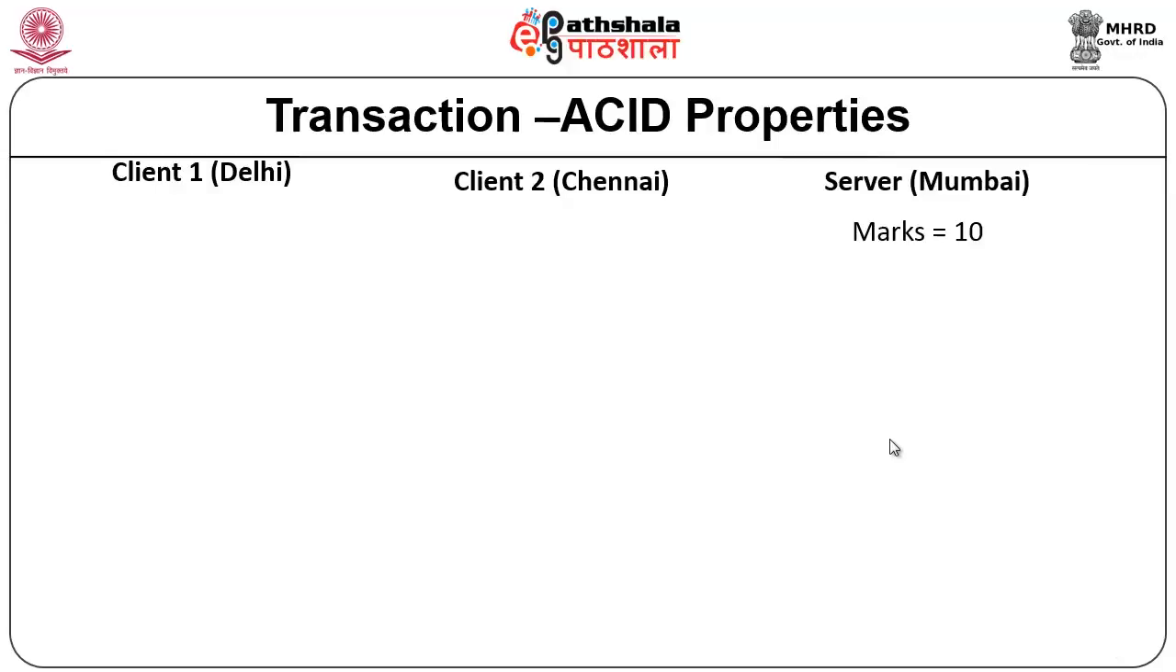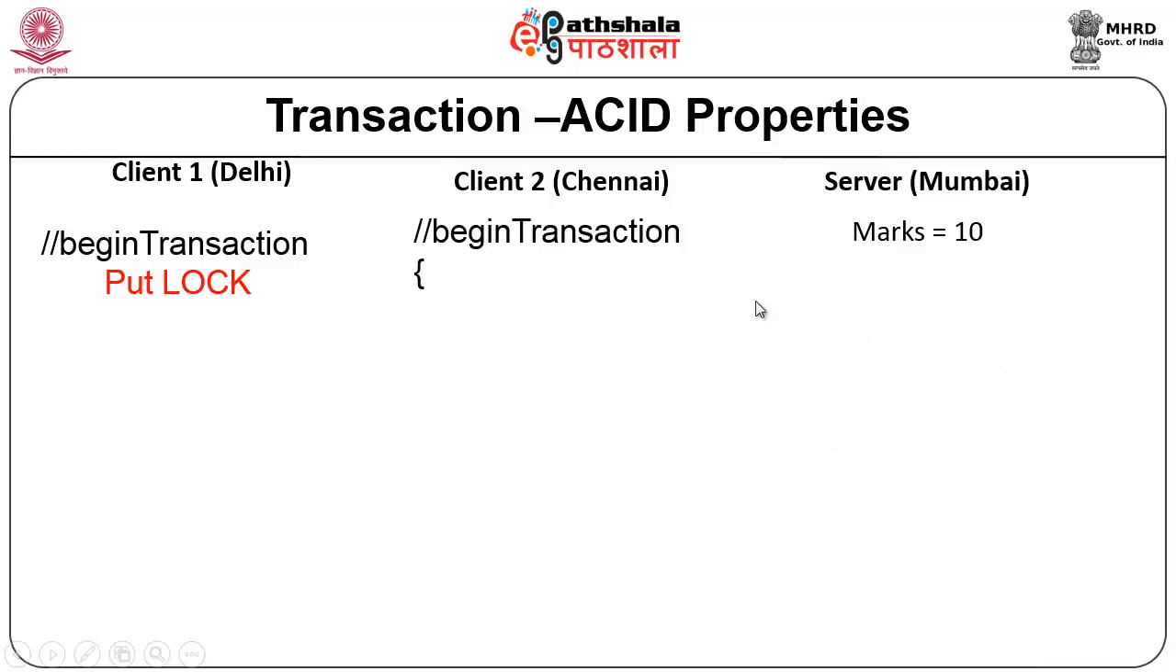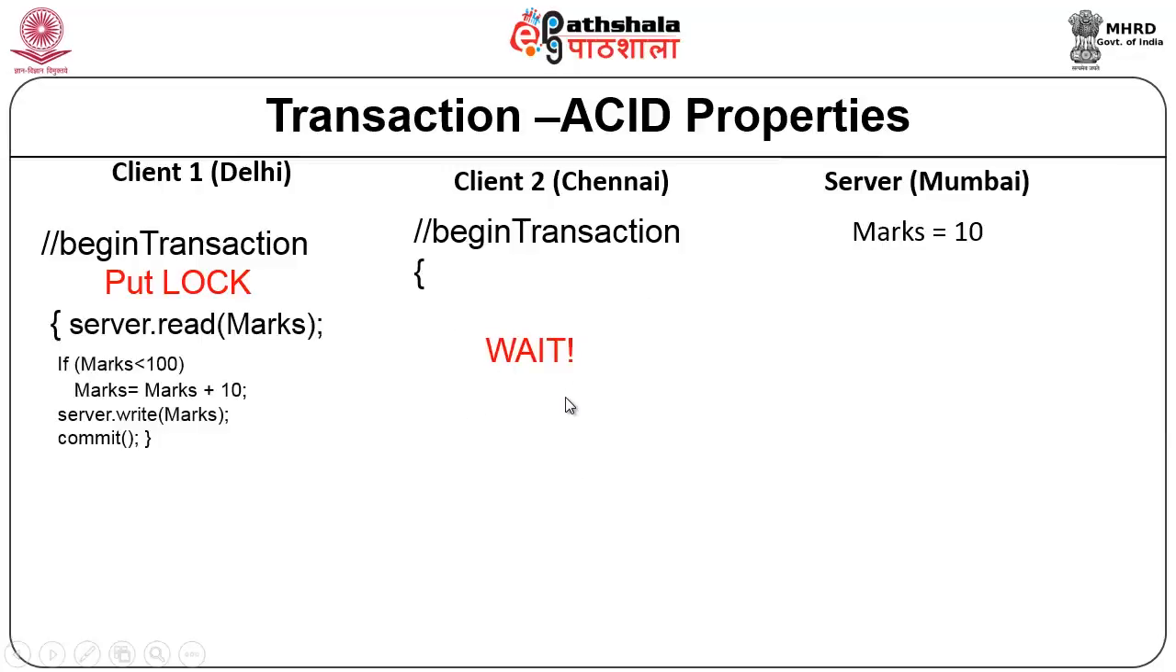So, how do we use locks? We use them like this. If client 1 starts first, it puts a lock on this data, which is the marks in the server, and then when client 2 tries to access, it is not allowed. It will be asked to wait, and client 1 continues.